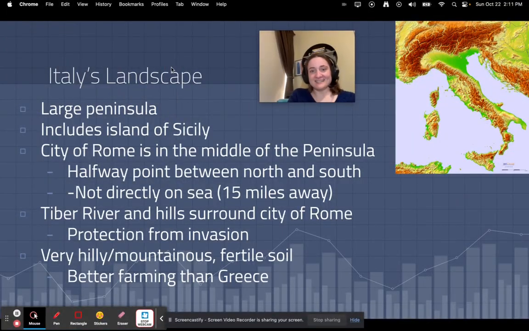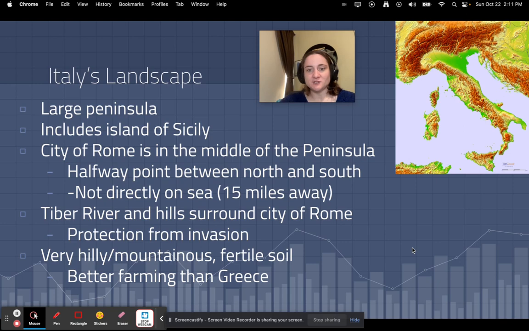So, Italy's landscape. It is a very large peninsula, and it includes the island of Sicily, which I mentioned before, which is right here. The city of Rome is kind of unique in that it's actually not on the Mediterranean Sea itself. You would probably think, why wouldn't they build a city on the ocean, right? Because then you have direct access to the ocean. But it is a really important location because it's the halfway point between North and South Italy, and it's about 15 miles away from the Mediterranean Sea.